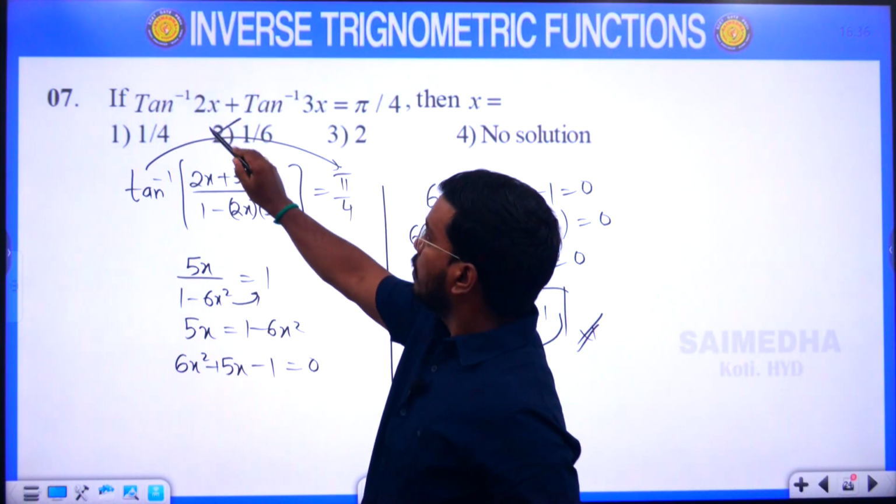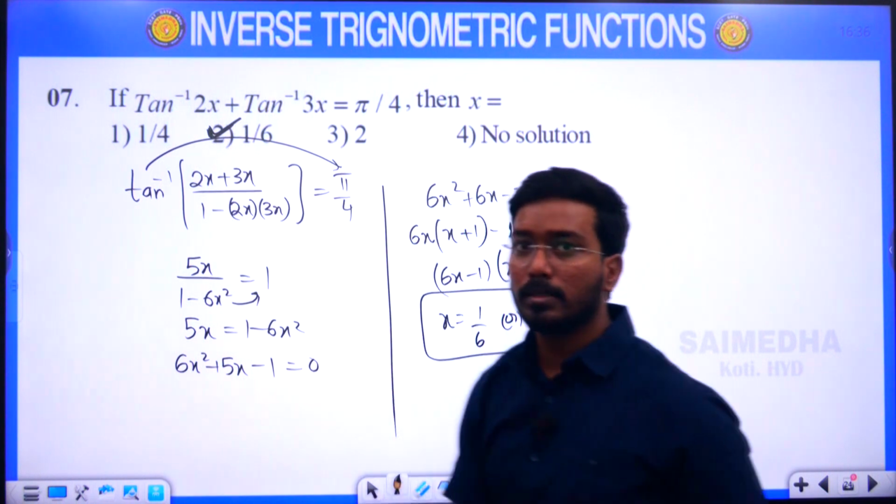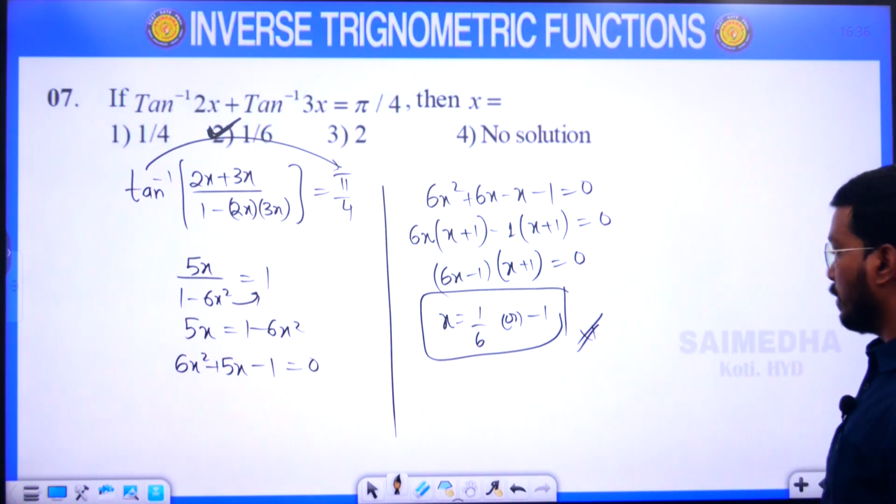So 1 by 6 or minus 1 could be the correct answer. Among which 1 by 6 is given in the option. So the correct answer is what now? 1 by 6. Go through it. Let's move on to the next question.